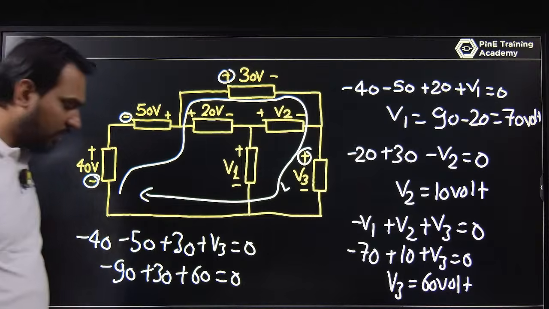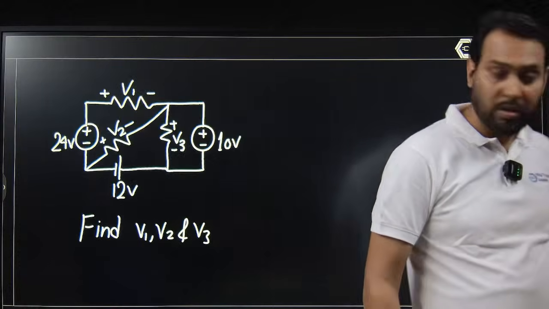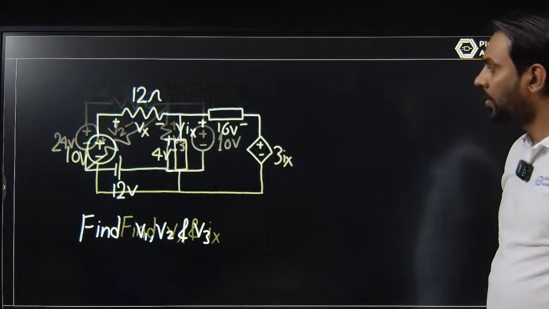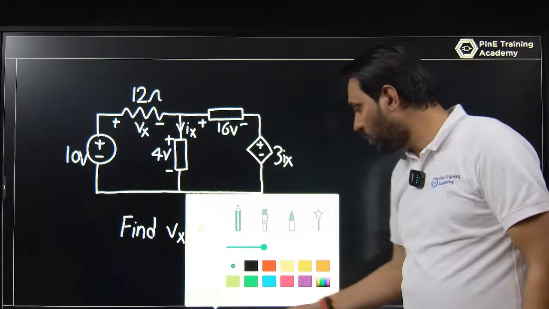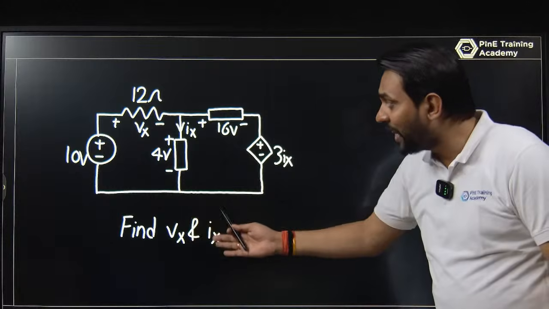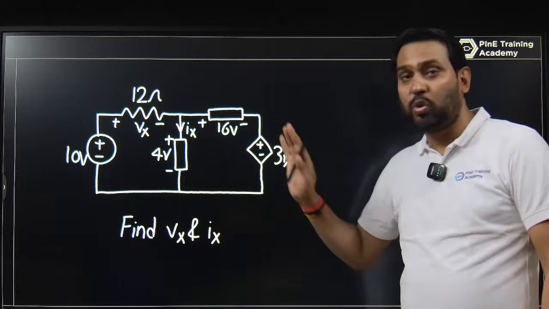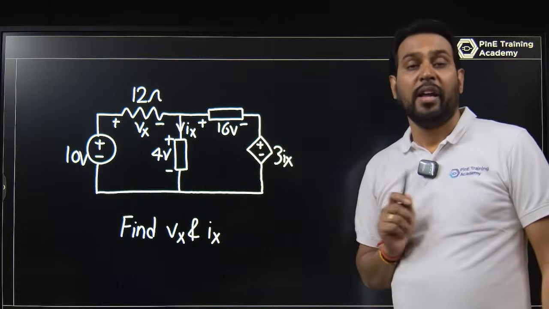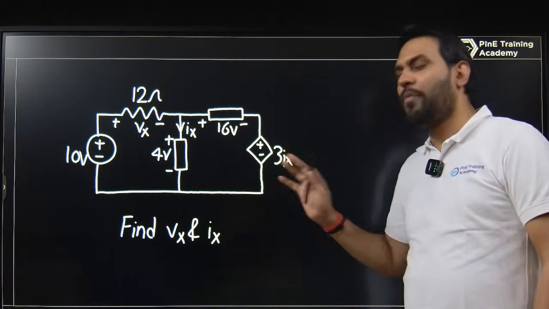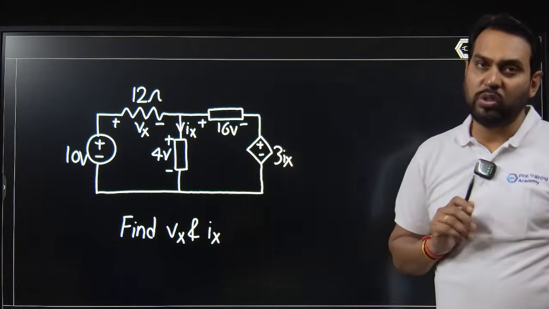Okay, let's talk about the third question. Take your time and find it. What is Vx and Ix? Here I am using a dependent source. Now I am introducing a dependent source. Till now I was using only independent sources, or you have an element voltage. Now I am first introducing the dependent source.